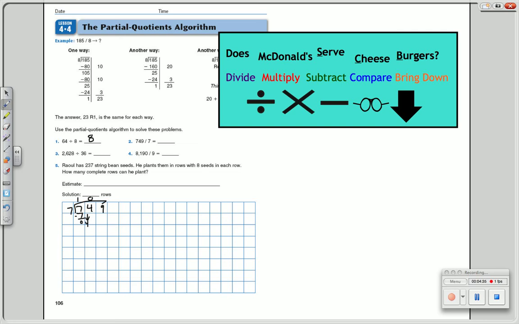Now, because I know it's not going to work, I can just bring down a 9. This is easy now. I know that 7 goes into 49 7 times, because 7 times 7 is 49.